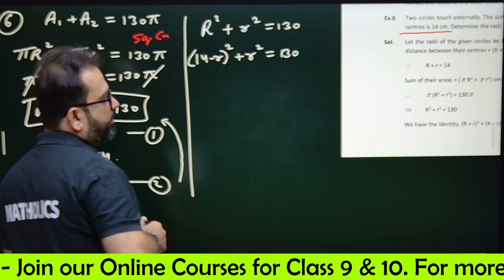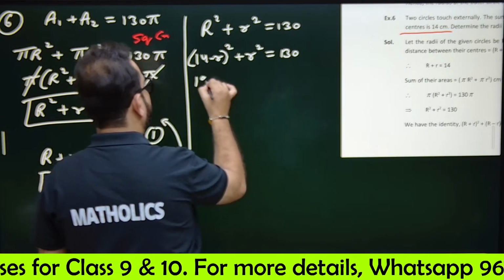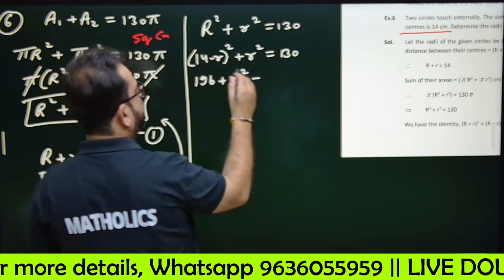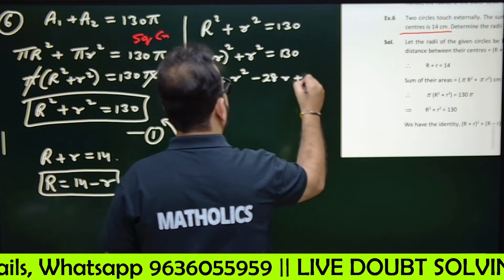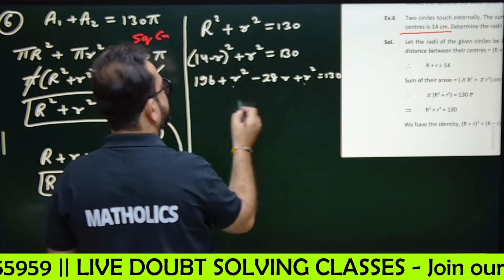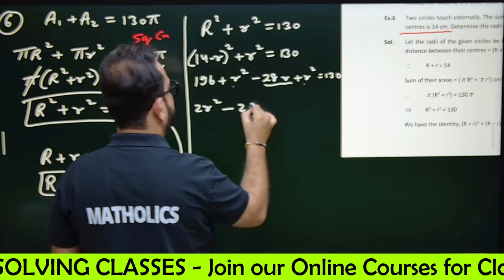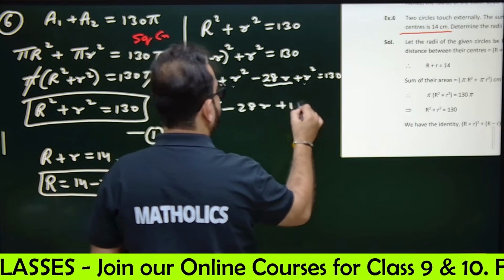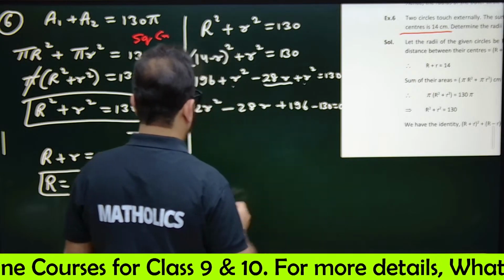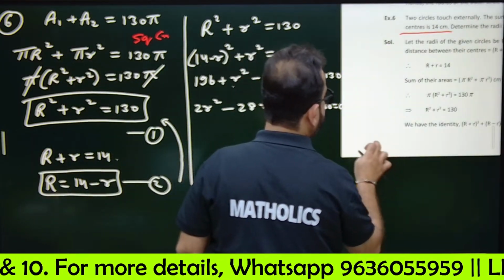You open the bracket. A minus b whole square is a square plus b square minus 2ab. So 14 square is 196, plus small r square, minus 2 into 14, that is 28r, plus r square equal to 130. So r square plus r square is 2 small r square, the same minus 28r, and plus 196. Move this 130 to the left hand side, and the right side will be equal to 0. Clear?